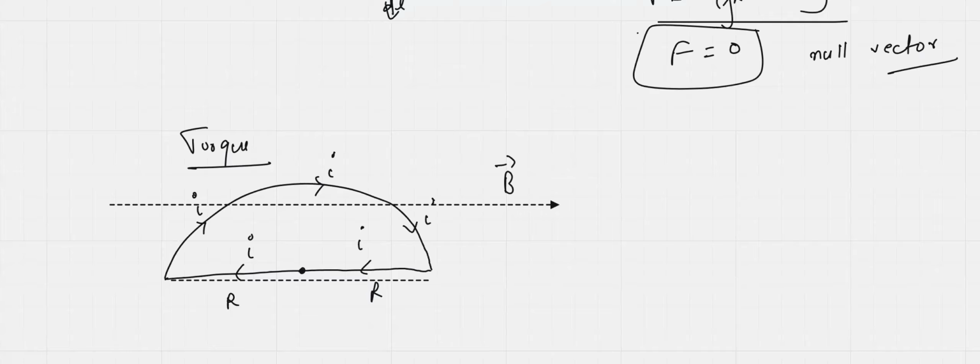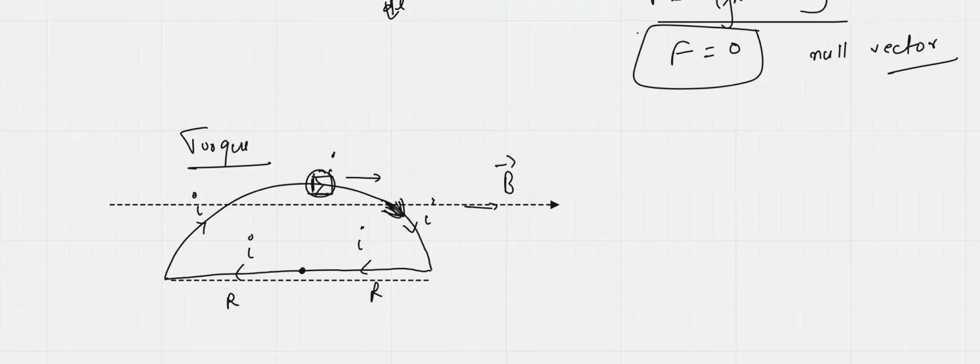Okay, let's see. Right now, if I take this portion of the wire, the direction is this, the magnetic field is this. So L cross B will be zero. On this wire, the force is zero. What about this? Here the wire is at some angle. What is the direction of force? That will be outside, towards me.